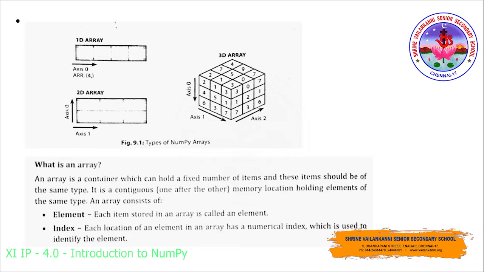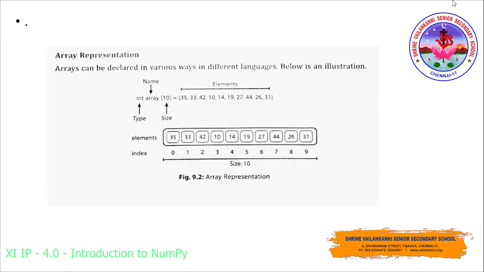And an array, if you consider, consists of the element and index. Element is nothing but the item which you store inside the array. For example, if I give the items as 5 or 6 or 7, each of these is an element. Whereas the particular position in which I store it represents the index position. This we have already discussed in the list concept, right? If you look at this example, you will be able to understand.